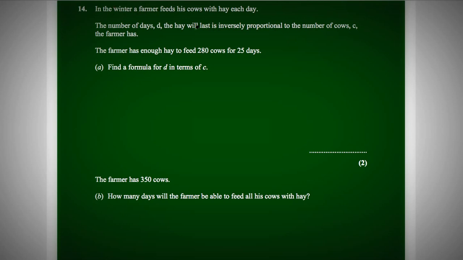Well, I'm going to start off with the original bit of information. Number of days D is inversely proportional to the number of cows C. So D is inversely proportional to C. That means that D equals some constant K over C, and I know that 280 cows and 25 days is the first piece of information we can use to work out what this value K is. So number of days, 25, equals this value over 280 cows. So K equals, multiply both sides by 280 to get rid of that denominator.